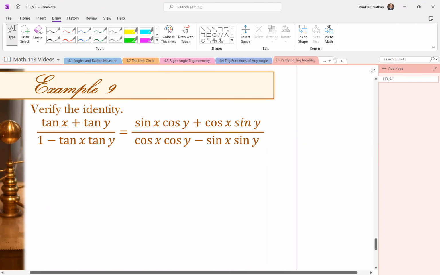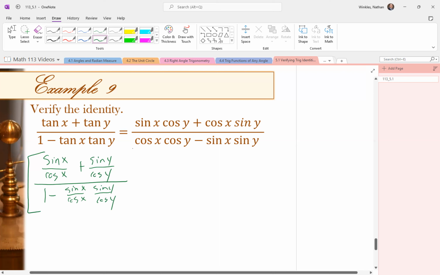For number 9 here, tangent of x plus tangent of y over 1 minus tan x tan y equals sine x cosine y plus cosine x sine y over cosine x cosine y minus sine x sine y. I'm going to work with the left-hand side first. So this is sine x over cosine x plus sine y over cosine y all over 1 minus sine x over cosine x times sine y over cosine y.